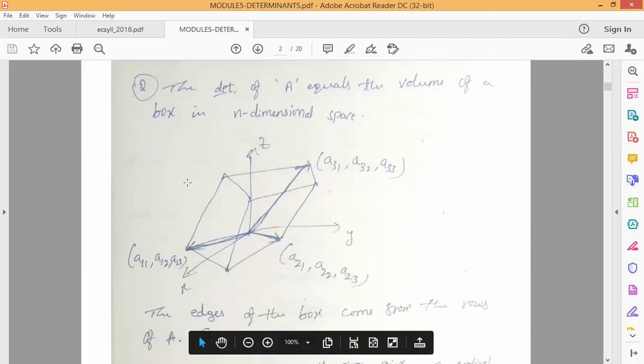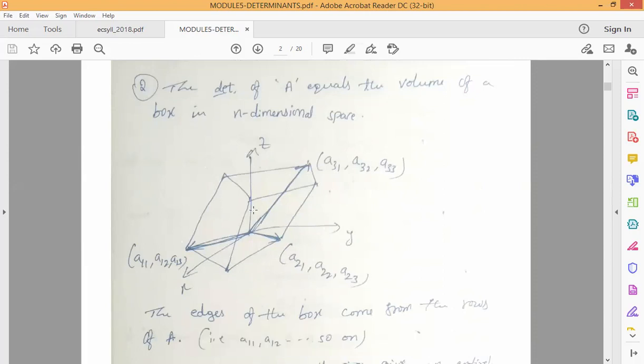Here you can see this diagram. Here we have x, y, z. When we have three coordinates x, y, z, it is nothing but a three-dimensional space. In this, we are going to define some box.